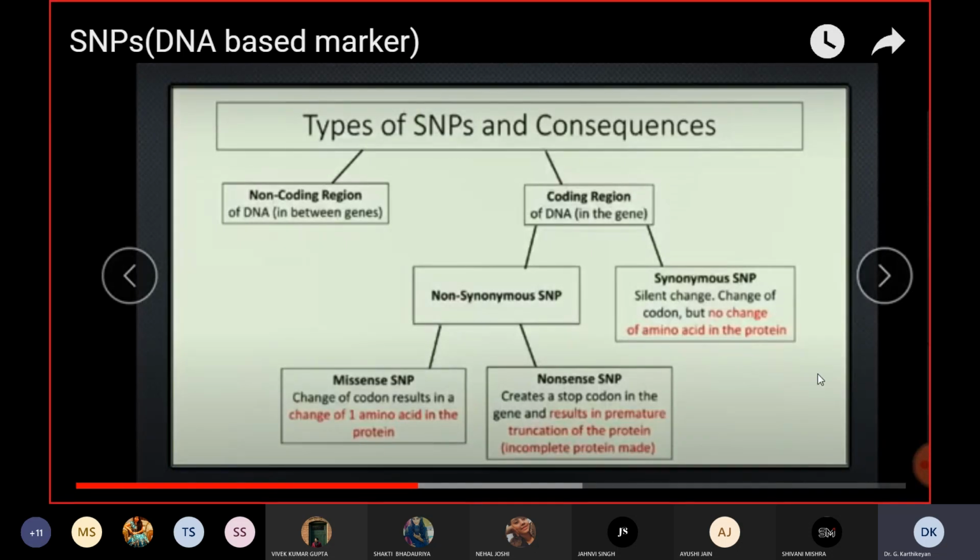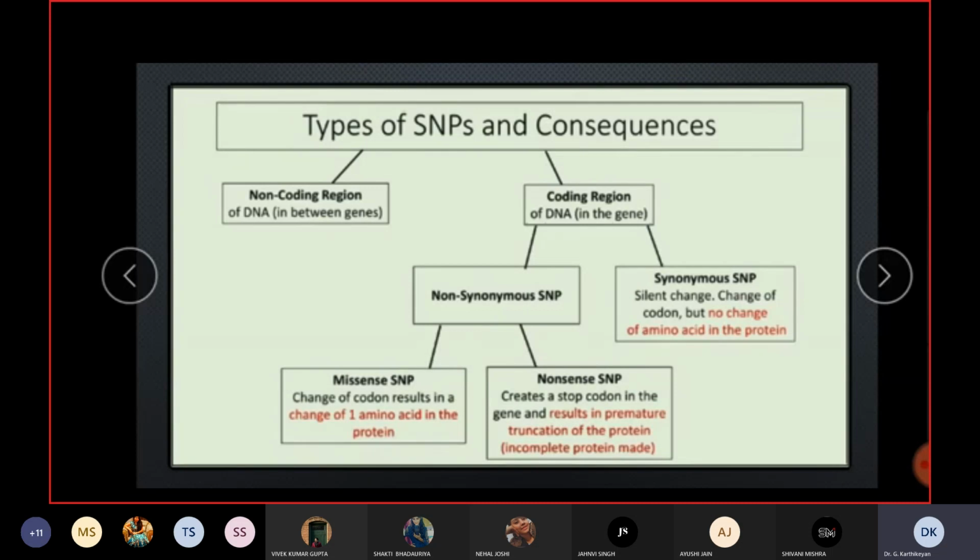Types of SNPs. These are of two types: non-coding region SNPs of DNA, in which the SNPs are present in between genes, and coding region SNPs of DNA, that means SNPs present in the gene. Coding region is further divided into non-synonymous and synonymous SNP. Synonymous SNP is a silent change. It occurs in the change of codon but no change of amino acid in the protein.